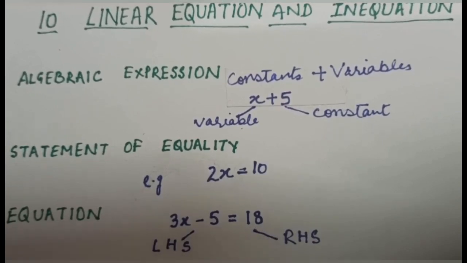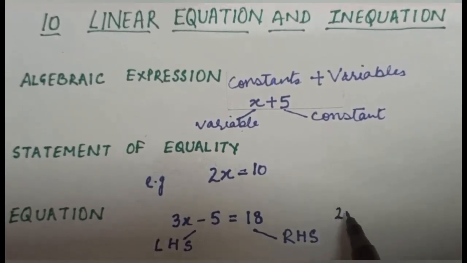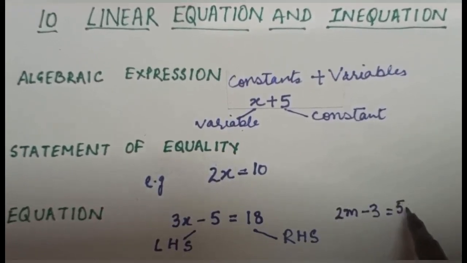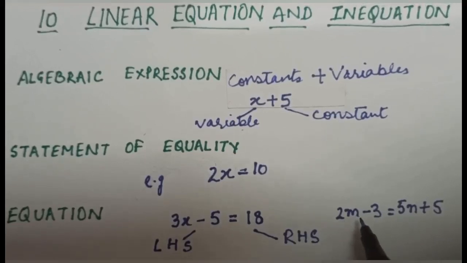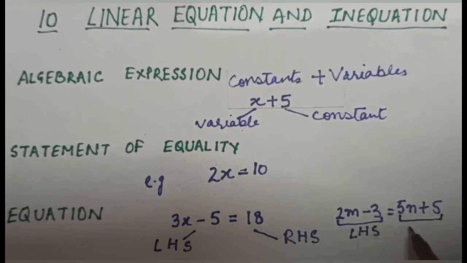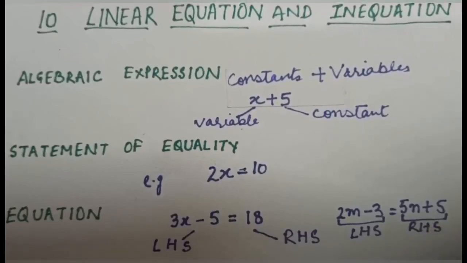We take one more example. If I write 2m minus 3 is equal to 5n plus 5, is this an equation? Yes, this is also an equation, but this is with two variables, m and n. The left part of the equal to sign is LHS and the right part of the equal to sign is RHS. I hope you have understood what is an equation.